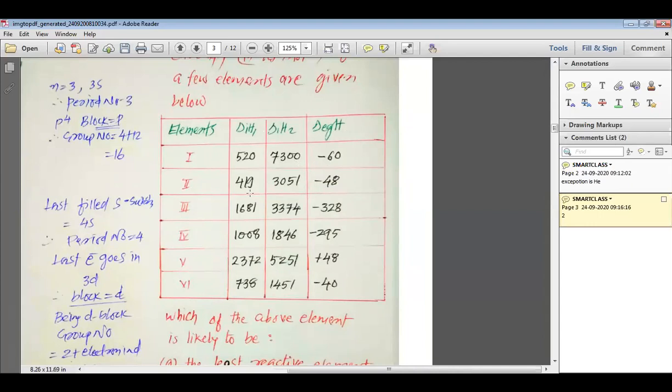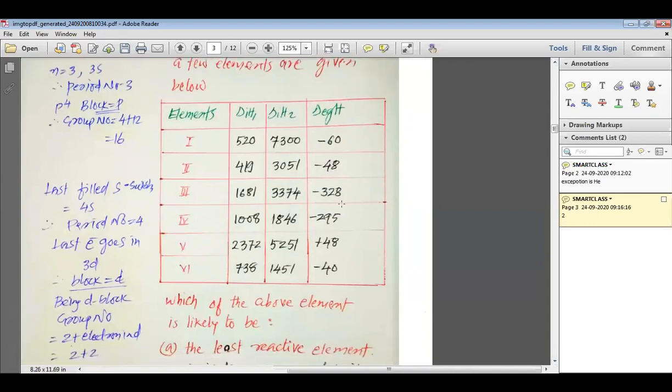Second element, first ionization enthalpy is 419. Second ionization enthalpy is 3051, whereas the electron gain enthalpy is minus 48. Third element, the first ionization enthalpy is 1681. Second ionization enthalpy is 3374. The electron gain enthalpy is minus 328.